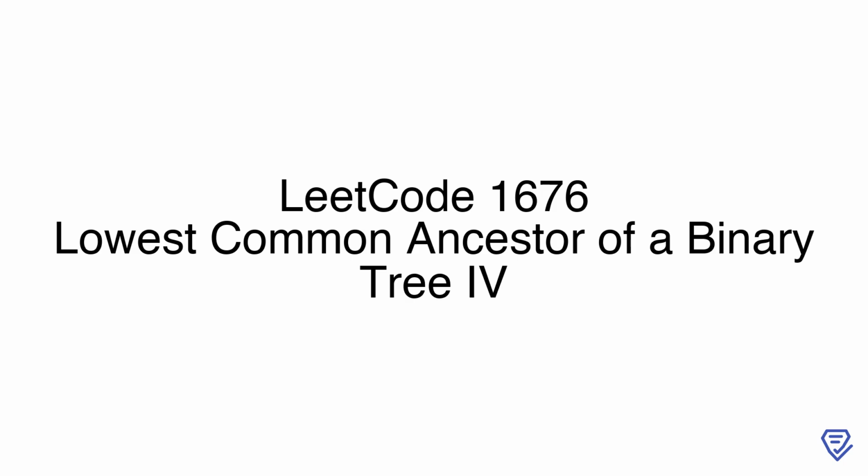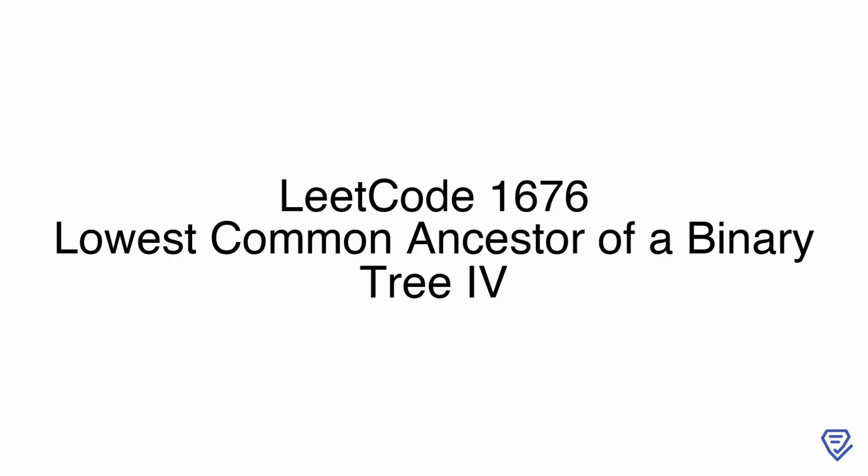Welcome to this walkthrough of LeetCode problem number 1676, Lowest Common Ancestor of a Binary Tree IV. In this problem, we'll dive into the task of finding the lowest common ancestor of a given set of nodes in a binary tree. This is a fascinating challenge that combines tree traversal techniques with algorithmic problem solving.